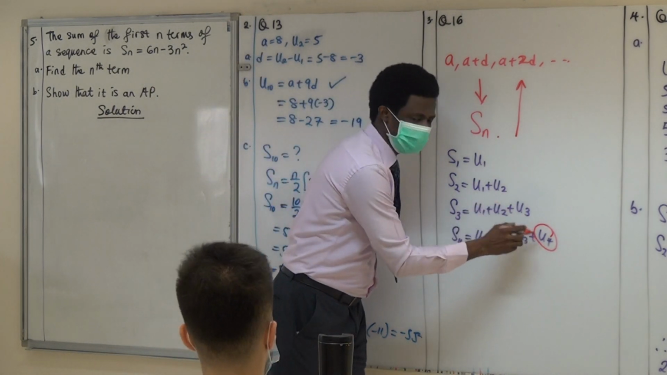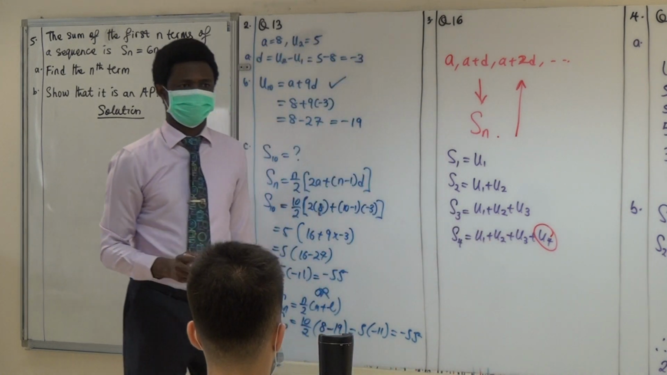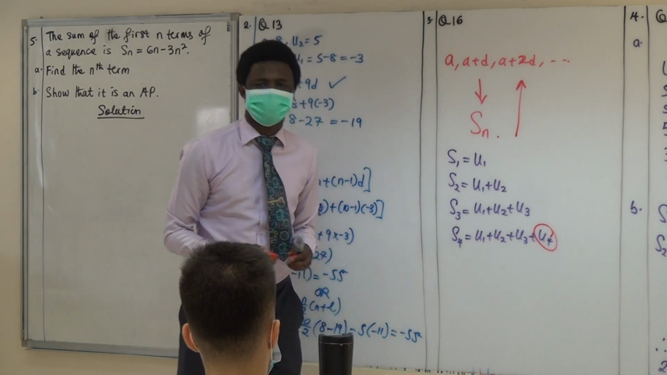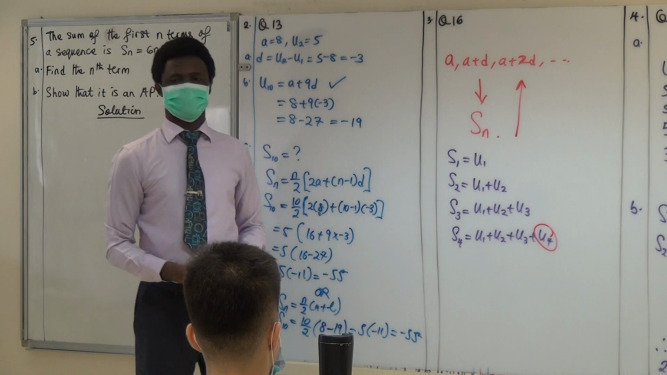If I'm interested only in U4, what do I do in this space? S4 minus S3.